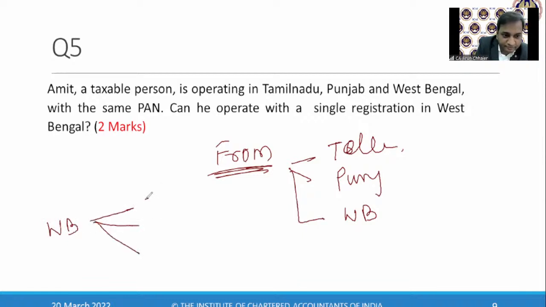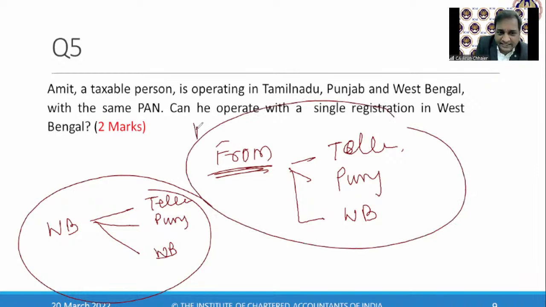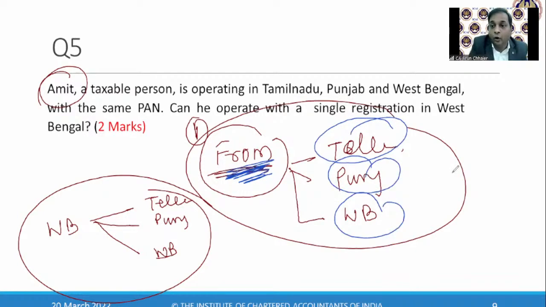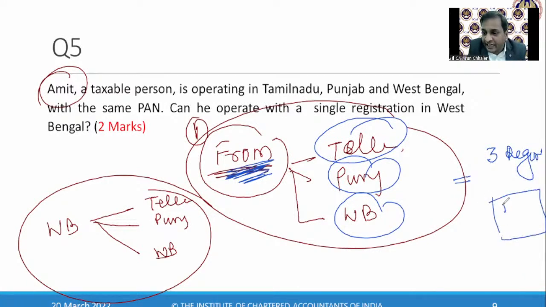Second situation. Are you able to understand any difference? In this situation, I'm saying Amit is making the supply from Tamil Nadu, from Punjab, from West Bengal. What would be the answer? Answer is yes, to take 3 registrations, assuming turnover exceeds the threshold limit. He cannot operate in 3 states by using the 1 GST number.